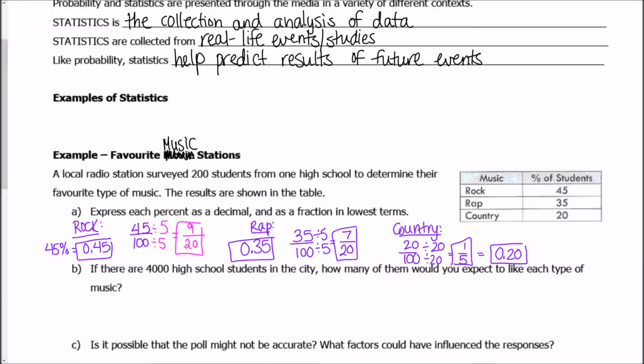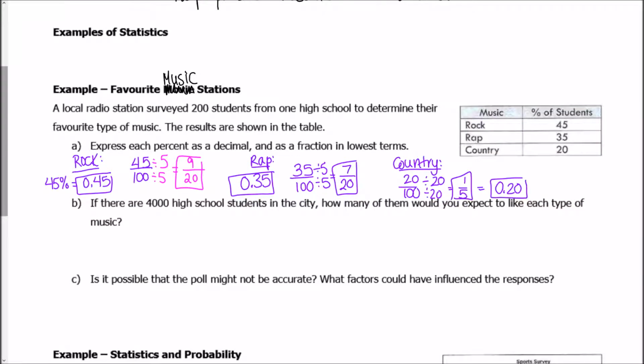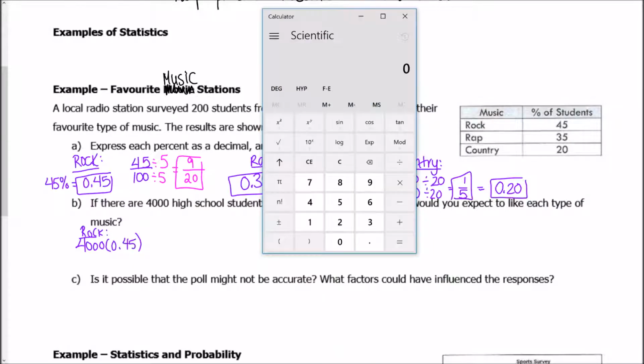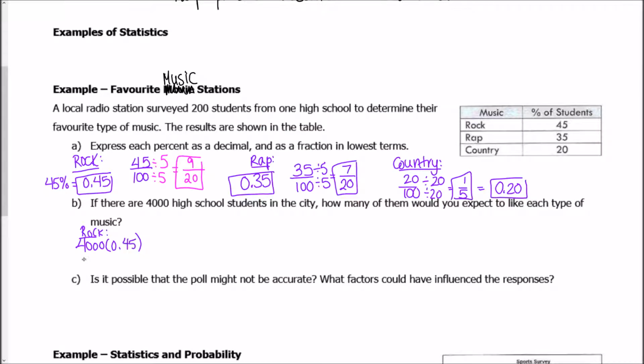Okay? So part B says, if there are 4,000 high school students in the city, how many of them would you expect to like each type of music? Well, if 45% of students like rock, we can take the 4,000, so we'll say this is for rock. We can take the 4,000 and multiply that by 0.45. Okay, and by doing that, we can figure out how many people like rock. So let's go ahead and calculate that. So 4,000 times 0.45, we know that 1,800 students like rock.